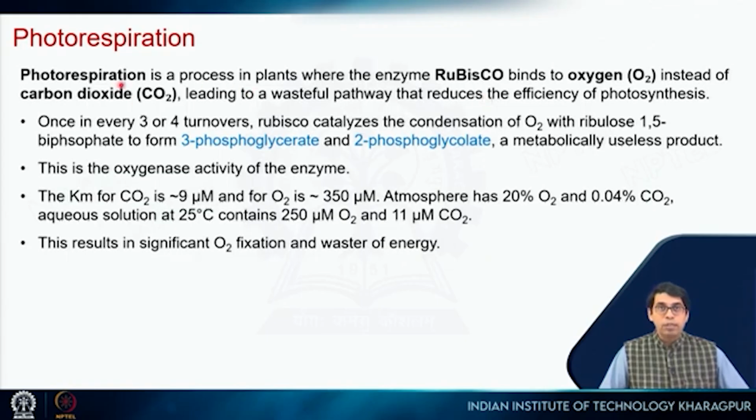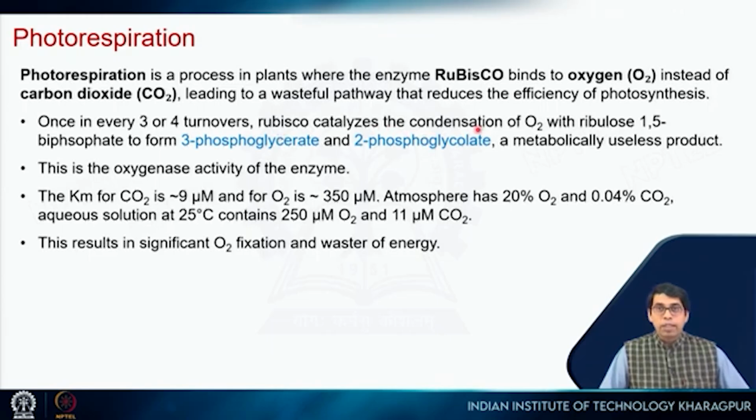So, photorespiration is a process in plants where the enzyme Rubisco binds to oxygen instead of carbon dioxide, leading to a wasteful pathway that reduces the efficiency of photosynthesis, right. So, it turns out that in every 3 or 4 turnovers, Rubisco catalyzes the condensation of oxygen with ribulose 1,5-bisphosphate. So, instead of carbon dioxide, it uses oxygen to form 3-phosphoglycerate and 2-phosphoglycolate.